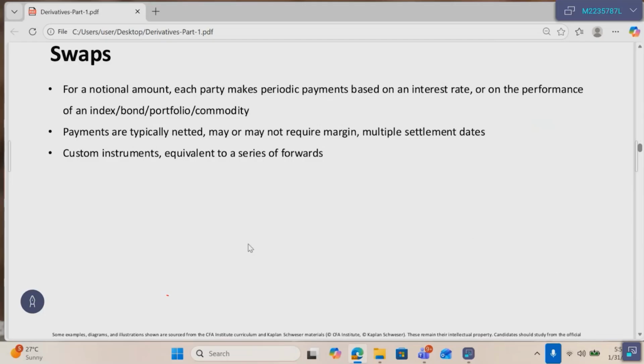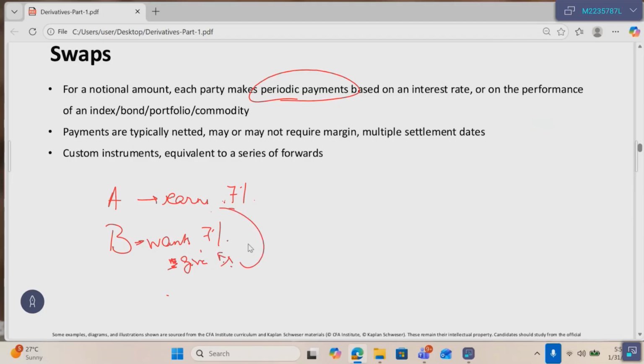So this obviously is when you're doing periodic payments. Quick example: let's say A earns 7% on an FD and B wants 7%. He's saying, boss, give me 7%. He is willing to give a fixed rate, and this guy also wants a fixed rate.